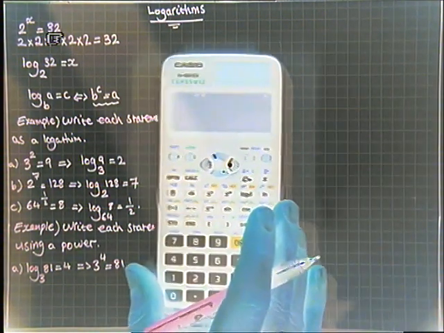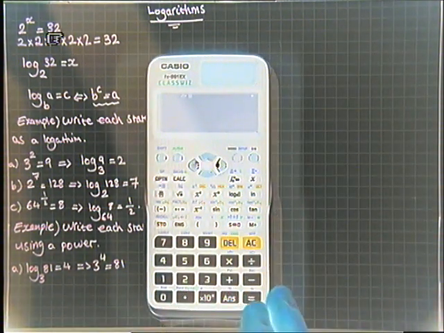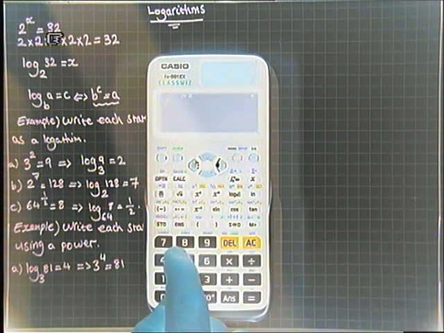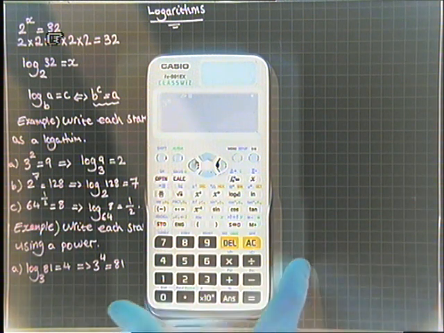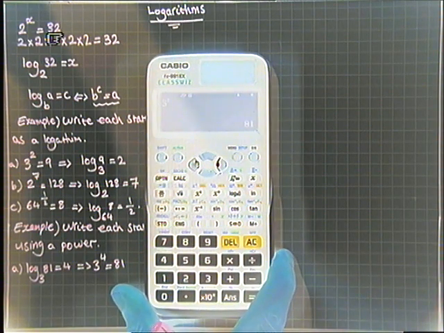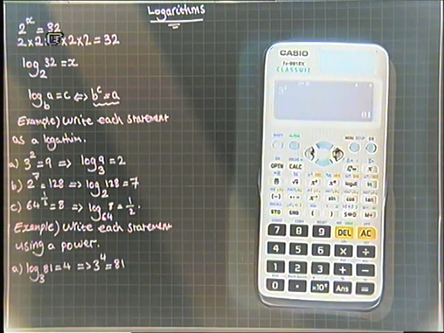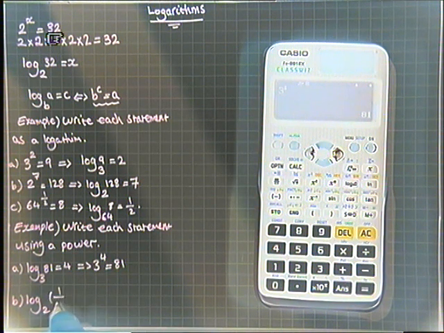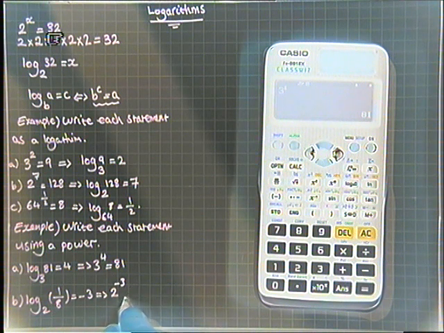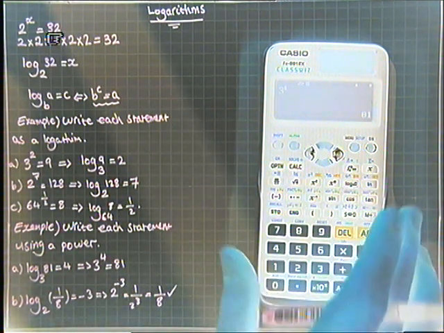Let's use our calculator to make sure we are right. 3 to the power of 4, which is equal to 81. Therefore, we are correct. B. Log of base 2 of 1 over 8 is equal to minus 3. We know that 2 to the power of minus 3 is equal to 1 over 2 to the power of 3, which is 1 over 8. Therefore, this one is correct as well.